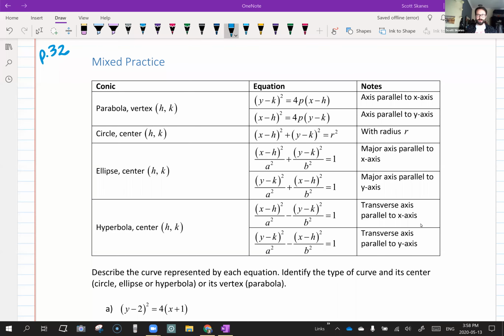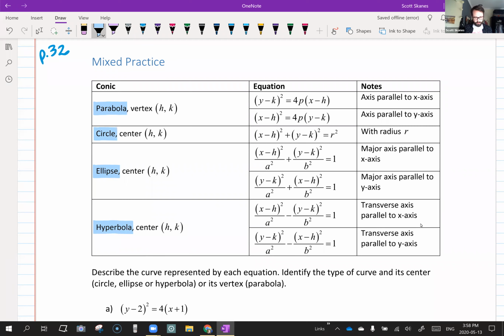Welcome to Conics 4, the fourth day of working through conics. What we're going to start with is mixed practice. By mix, I mean it's a mix of all the conic sections we've dealt with. There are four types: parabolas, circles, ellipses, and hyperbolas. That shouldn't be anything new.